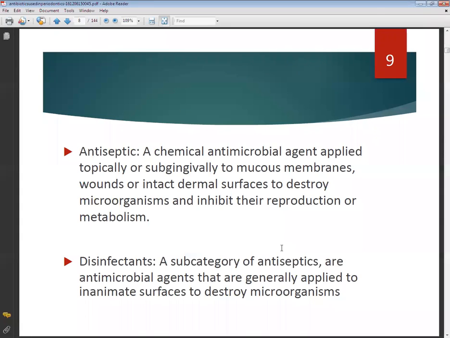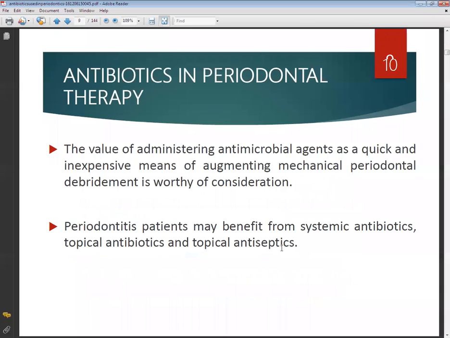Disinfectants are a subcategory of antiseptics. Disinfectants are antimicrobial agents that are generally applied on inanimate surfaces, for example your instruments. Whatever disinfectants you are using are usually applied on inanimate surfaces, for example instruments, to destroy microorganisms. So now we will come to antibiotics that are used in periodontal therapy.